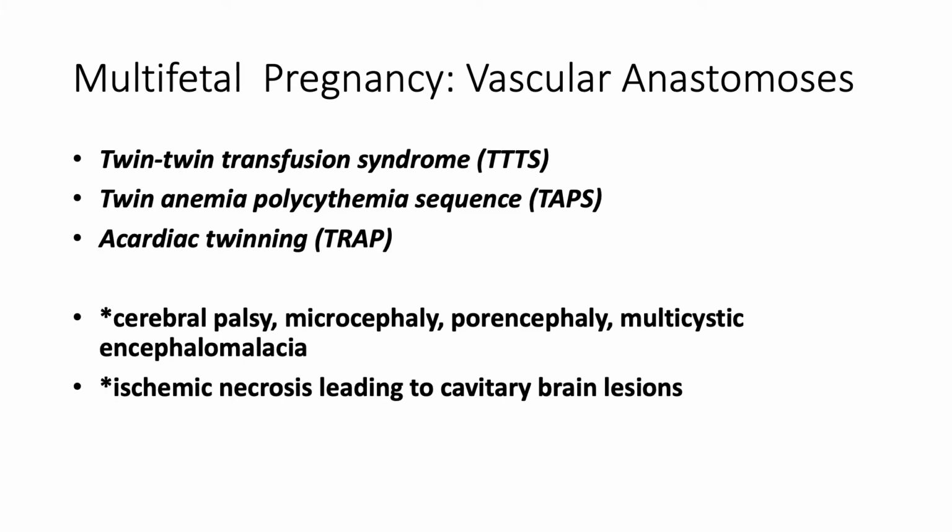Vascular anastomosis may be dangerous to either twin. If there is significant pressure or flow gradients, a shunt will develop between fetuses. Chronic feto-fetal transfusion may then result in the following clinical syndromes: twin-twin transfusion syndrome, twin anemia polycythemia sequence or TAPS, and acardiac twinning or twin reversed arterial perfusion sequence. Other complications of vascular anastomosis include cerebral palsy, microcephaly, porencephaly, multicystic encephalomalacia, and ischemic necrosis leading to cavitary brain lesions.